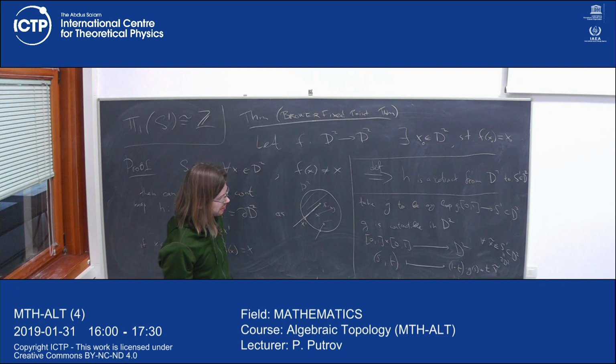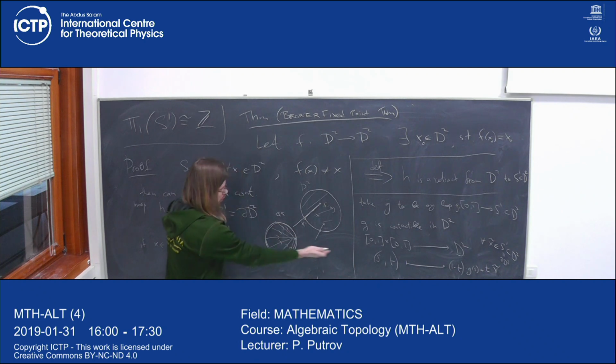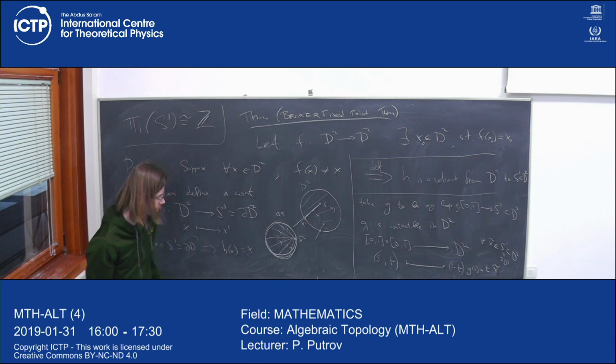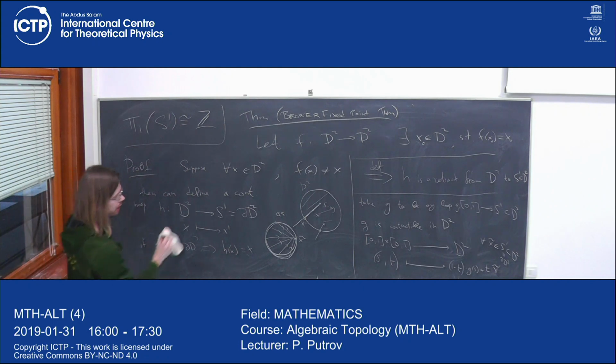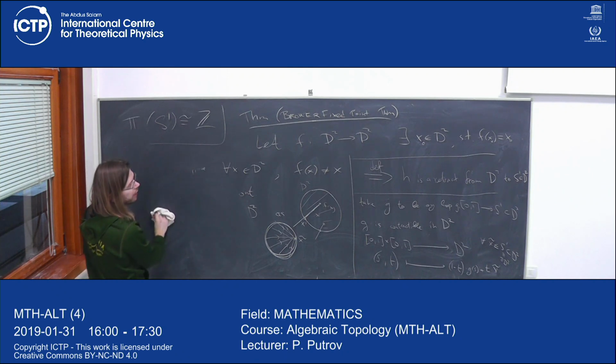So what I do here is, if I take some loop in the boundary of the disk, considering it as a loop in the disk, I can always contract it by doing this explicit homotopy to some point, right? Here these lines are trajectories of this vector. Okay.